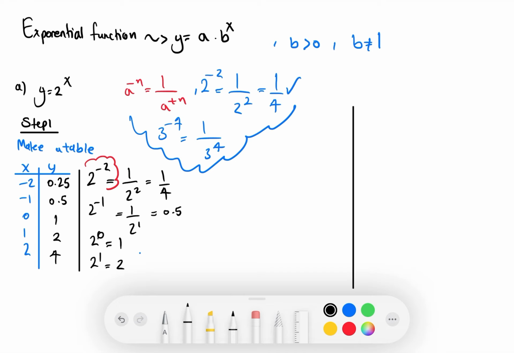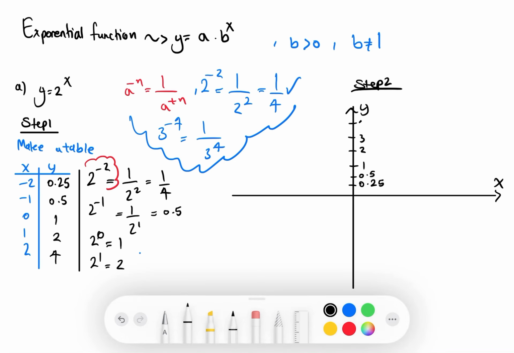The next step is just to graph your values. Just plot them on the graph. So you got step 2. Just plot your points. You got the y-axis and the x-axis. Make sure you space out your y values correctly so that your graph looks a bit nicer. So over here, I'm going to have 0. Let's say this is 0.25, which is half of 0.5. So this is going to be 0.5. And then this is 1. I got 2, 3, and 4 right there. And then for the x values, it starts with -2, -1, 0, 1, and 2.